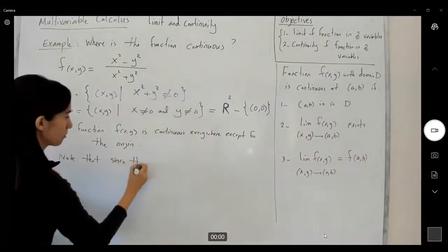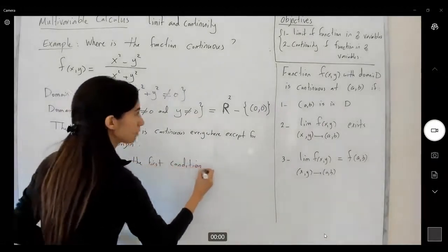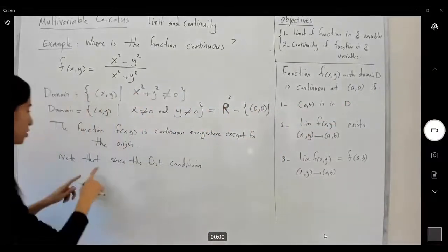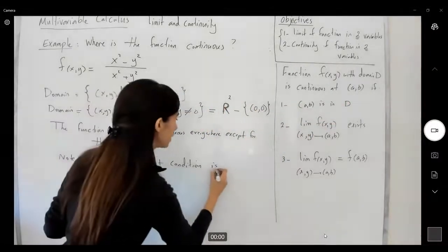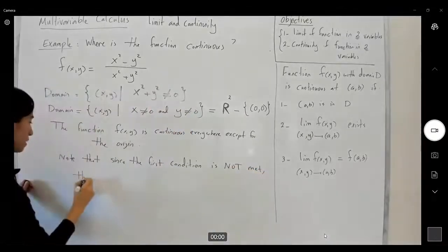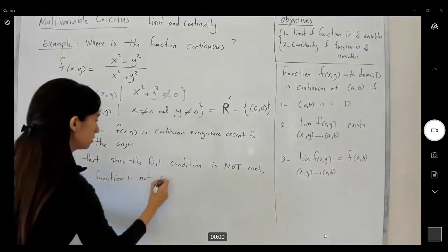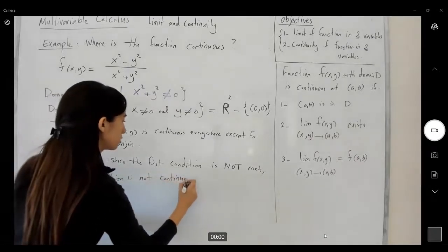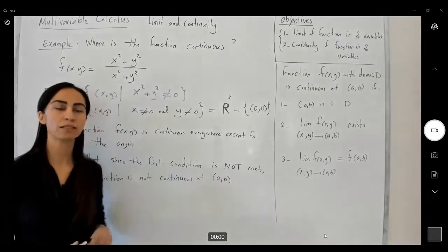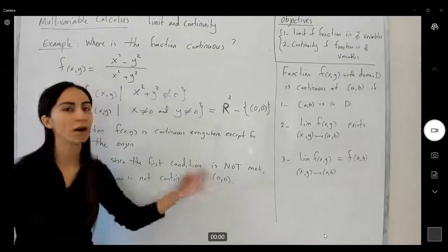Since the first condition, what's the first condition? The point must be in the domain of the function. So since the first condition is not met, the function is not continuous at the origin. Now I expect you to ask, what if I define the function at 0 and 0?